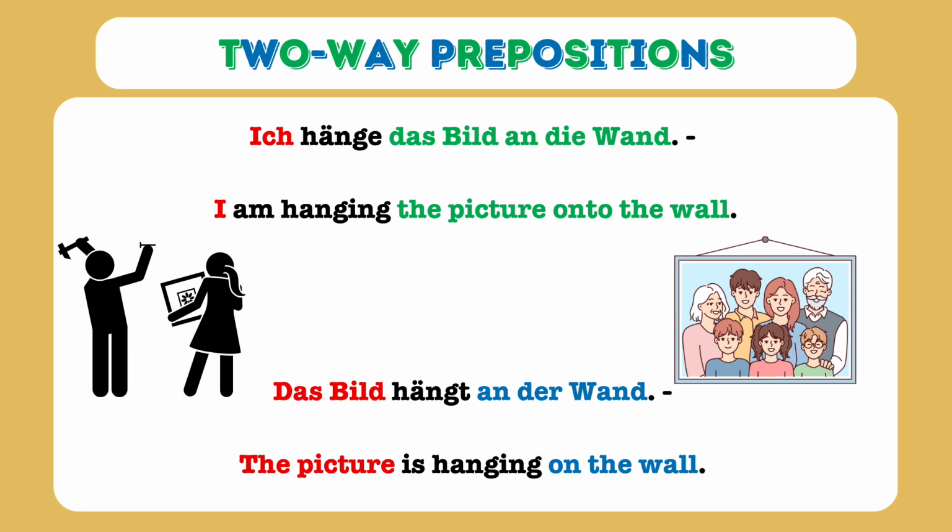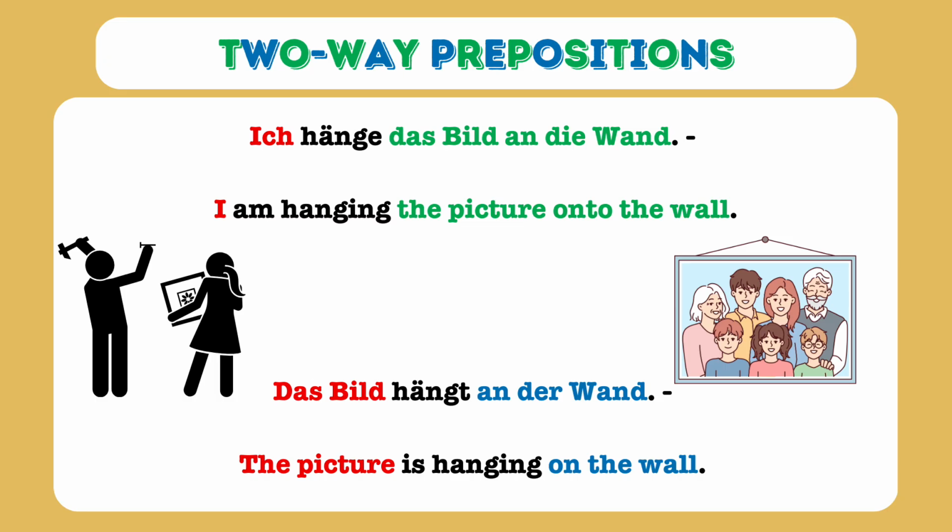Ich hänge das Bild an die Wand. I am hanging the picture onto the wall. In this sentence I use the verb hängen with a direct object, das Bild. So the thing that is being hung is the picture. It is being put onto the wall, and therefore we use the accusative case, an die Wand. Ich hänge das Bild an die Wand.